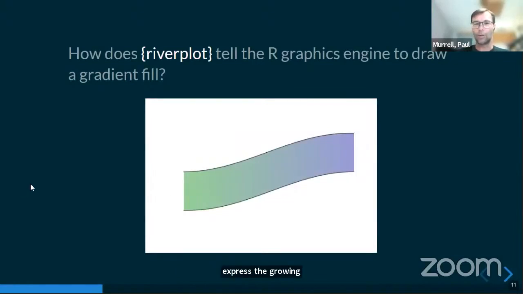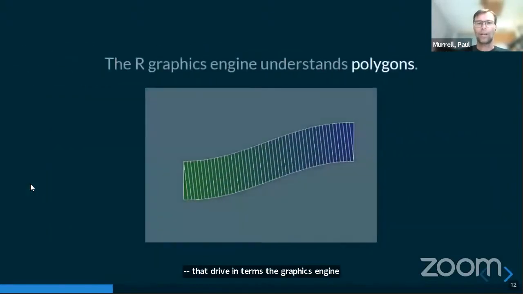So how does it do that in R? What actually happens is that the graphics engine doesn't understand gradient fills. So what the RiverPlot package does is it converts that shape into a whole lot of little shapes, little polygons, which the graphics engine does understand, and then fills them all in slightly different colors heading across to give the impression of a smoothly changing gradient.